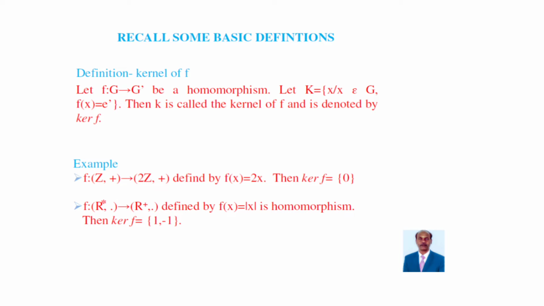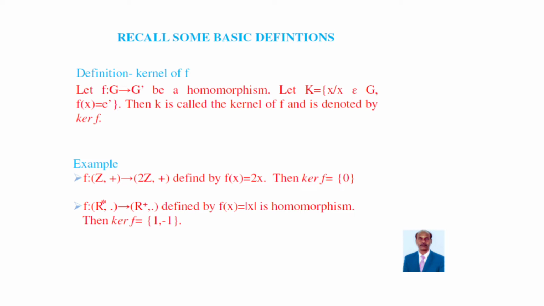For example, f from Z, plus to 2Z, plus defined by f of x equals 2x. Here the kernel of f is 0. Suppose we take any element from Z. According to the definition f of x equals 2x, we put f of 0, which equals 0. So 0 also belongs to 2Z, which is the identity element in 2Z under addition. So 0 belongs to the kernel of f.